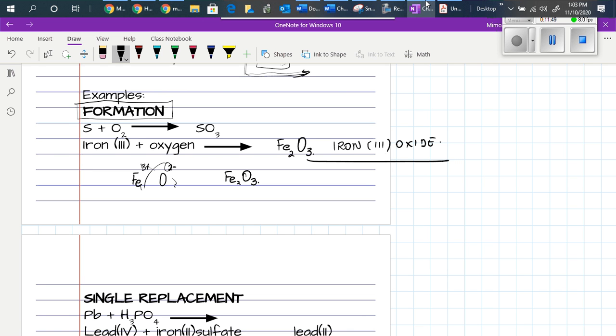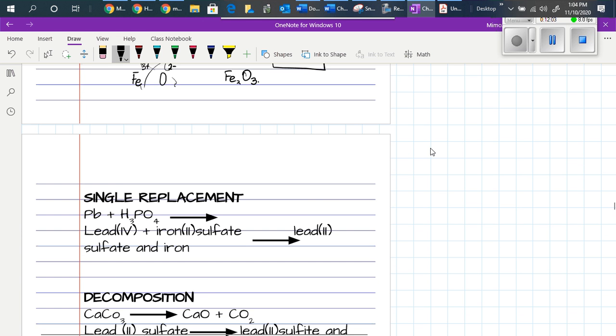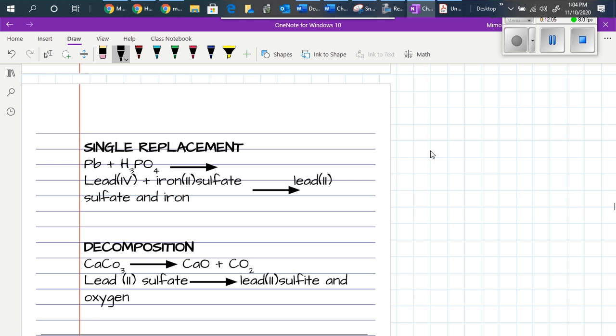Okay. Now, when we see a single replacement, this is the case when two people are heading toward each other to go to the dance floor. Next one is when we have a single replacement, an example of the single replacement.